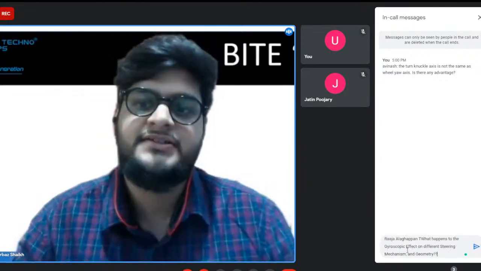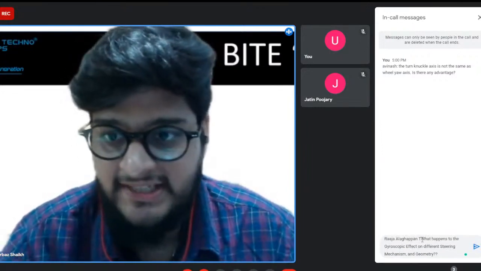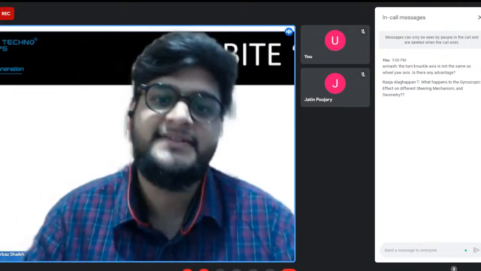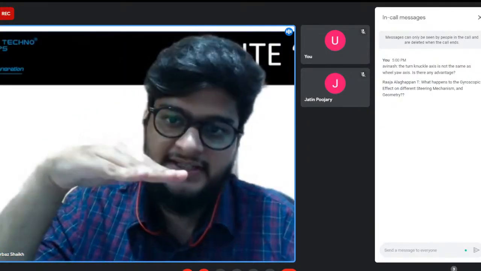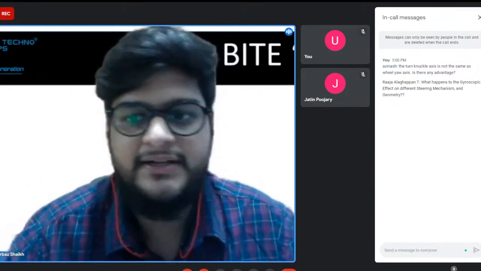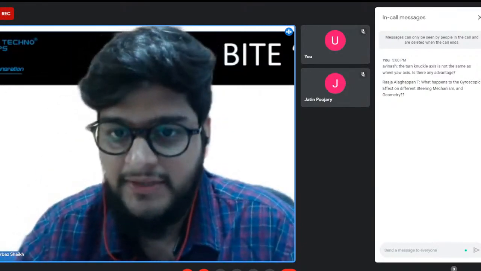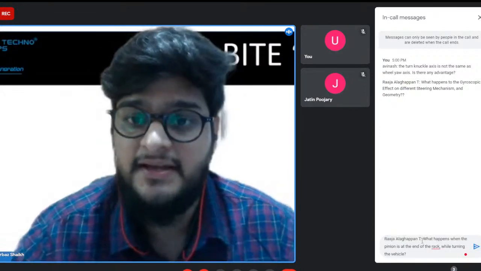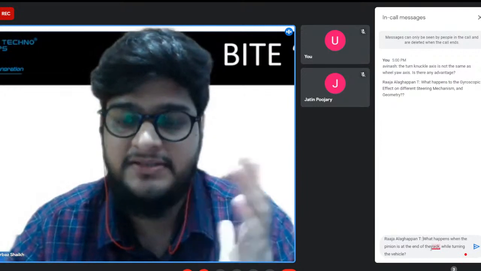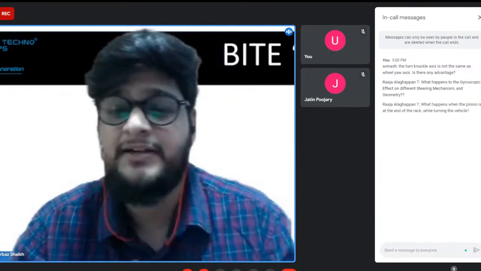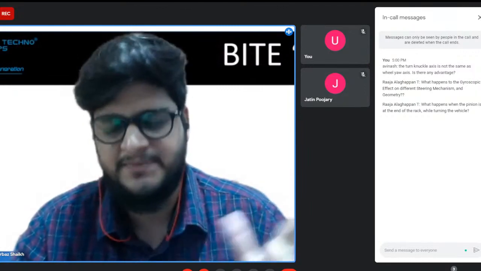Okay, so Abhinash is asking, the turning of knuckle axis is not same as the wheel yaw axis. Is there any advantage? Okay, so when you say yaw axis, you mean when the wheel turns, it turns around some other axis to the knuckle, right? And I want to tell you that the wheel and the knuckle will turn around the same axis. It's called the steering axis, and it is defined by the caster and the kingpin inclination, which are terms that you might learn in your suspension books when you're studying suspension.